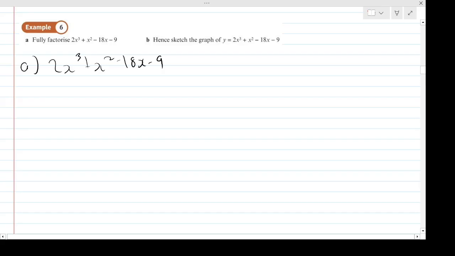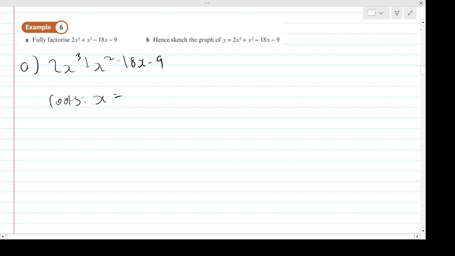So then you go on to your polynomial solver, which I discussed in the quadratic section when we solved quadratic equations. That'd be menu, option A, and then option 2. Polynomial degree will be 3, because it's a cubic. Then you input your coefficients, so that'd be 2, 1 for x squared, minus 18, and then minus 9. And so it gives you the roots if you use your calculator.